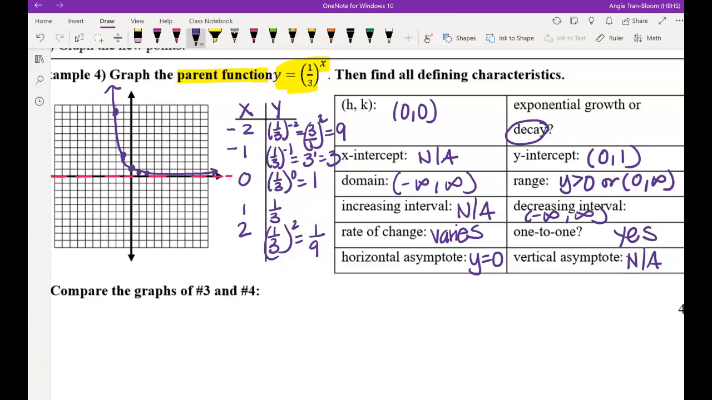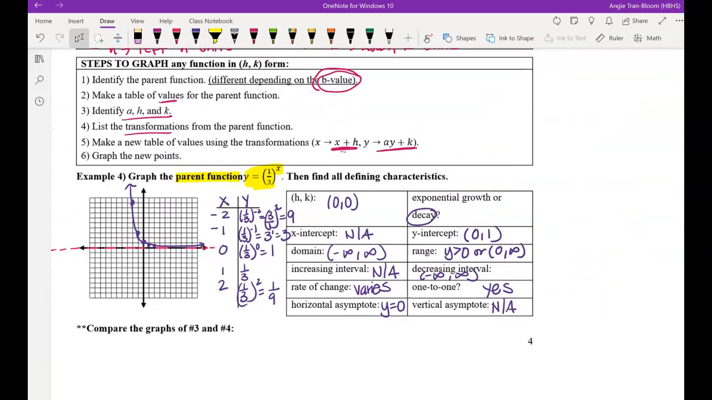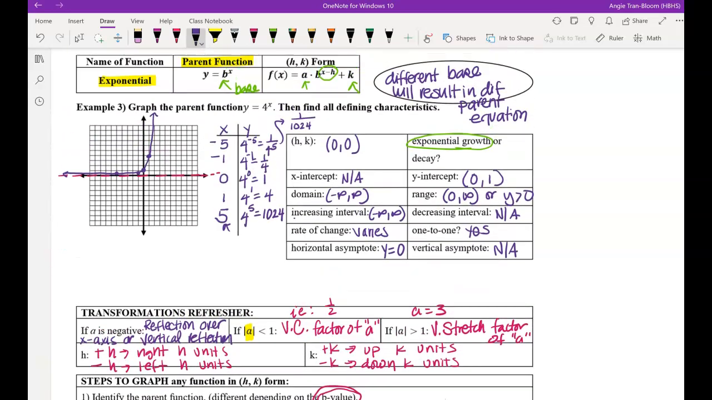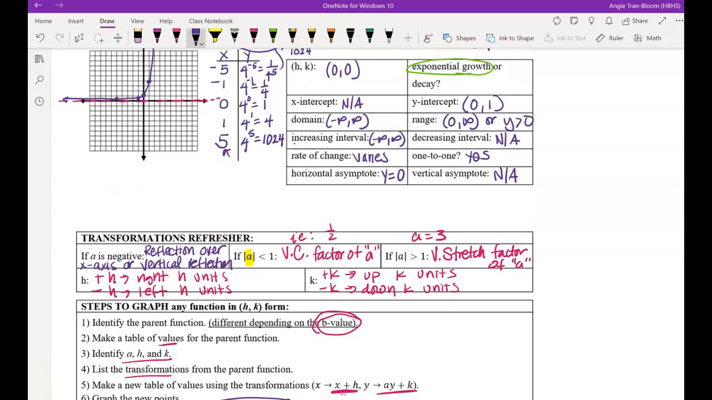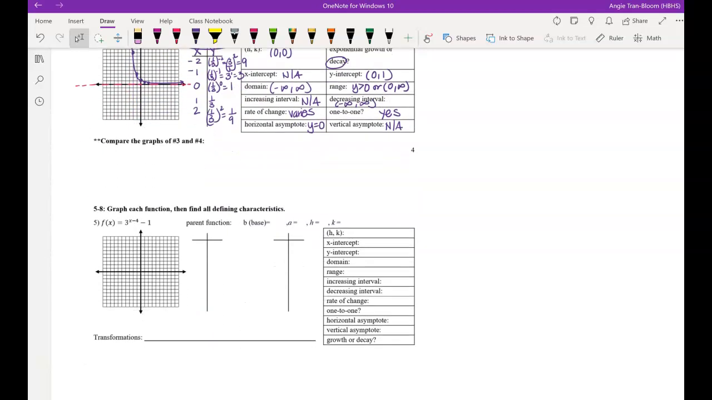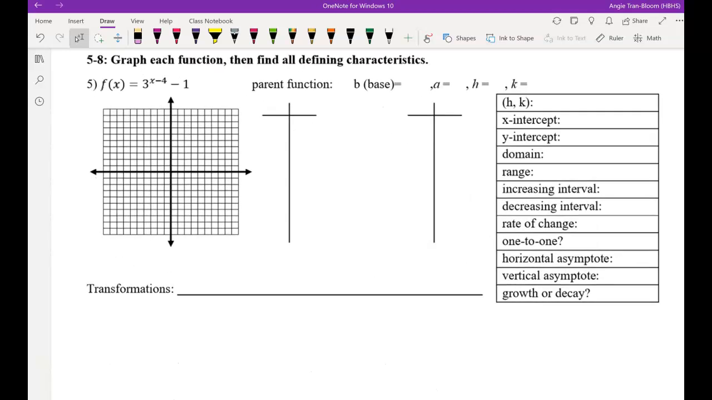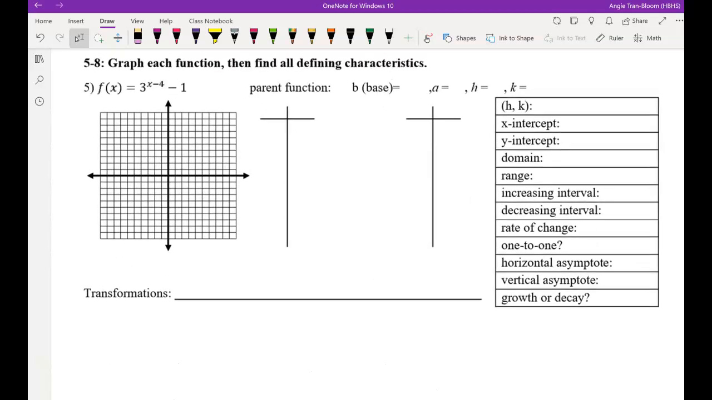Students, this chart is the same for every single parent function, okay? Now, give me a sentence or two to compare your example 4 when your base is 1/3 and example 3 when your base was 4. What's the difference between the two? What do they have in common? Give me a sentence or two. Okay, so I will wait to read those when I collect your papers.